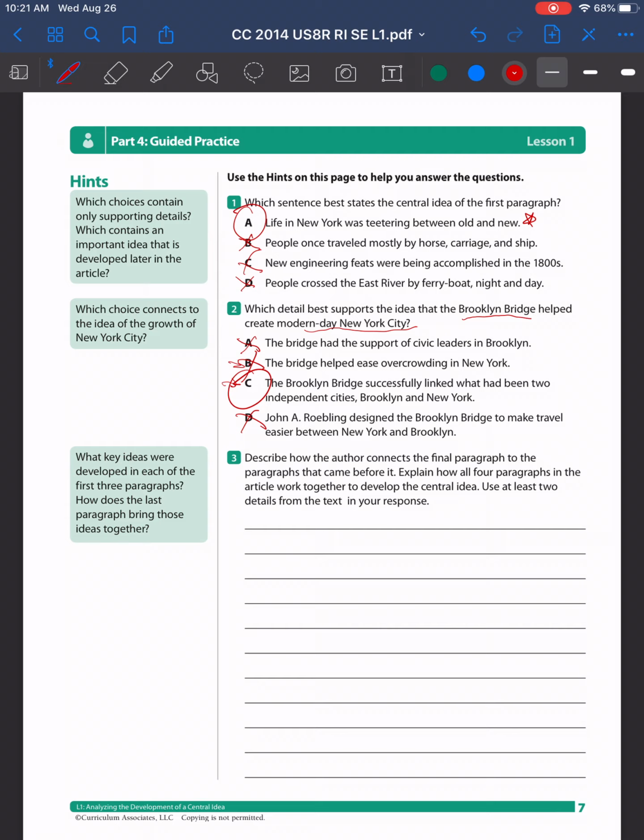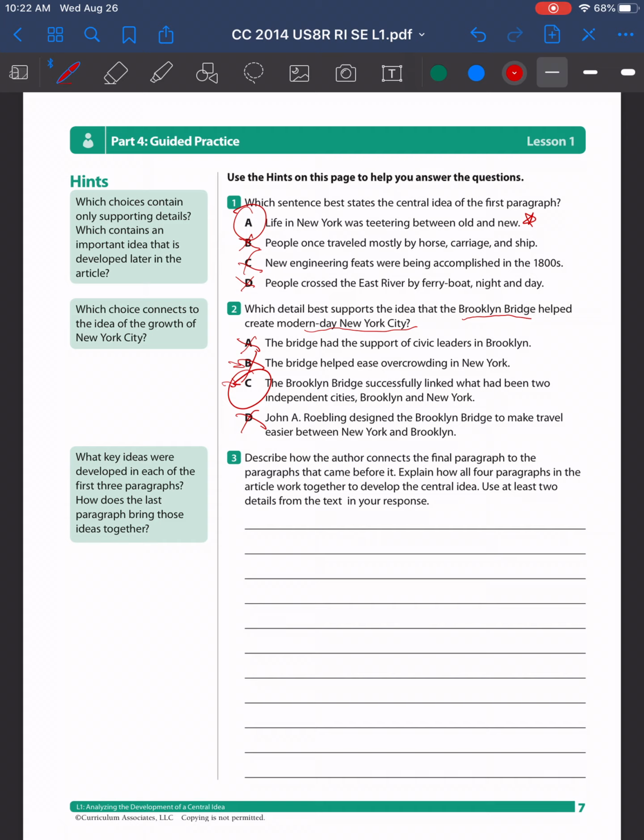All right. Describe how the author connects the final paragraph to the paragraphs that came before it. Explain how all 4 paragraphs in the article work together to develop the central idea. Use at least 2 details from the text in your response. Okay, so the final paragraph kind of summarizes the significance and impact that the Brooklyn Bridge had. The author explains how the bridge united the two cities, and then we can give it a supporting detail, we can just give a quote that shows that. And the final paragraph also concludes that the Brooklyn Bridge created the modern city of New York, okay?